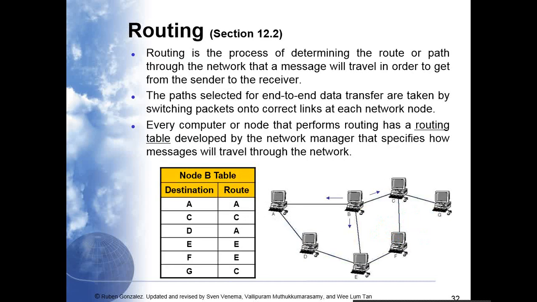So another thing that happens across the network is routing. Routing is the process of determining the route, or the path, through the network that a message will travel in order to get from the sender to the receiver. Basically just the path that you're taking. The paths are selected by switching the packets on the correct links at each node, and every computer on the network will have some kind of routing table to work out if I get a packet and it's meant for this particular machine, which connection should it go out of.